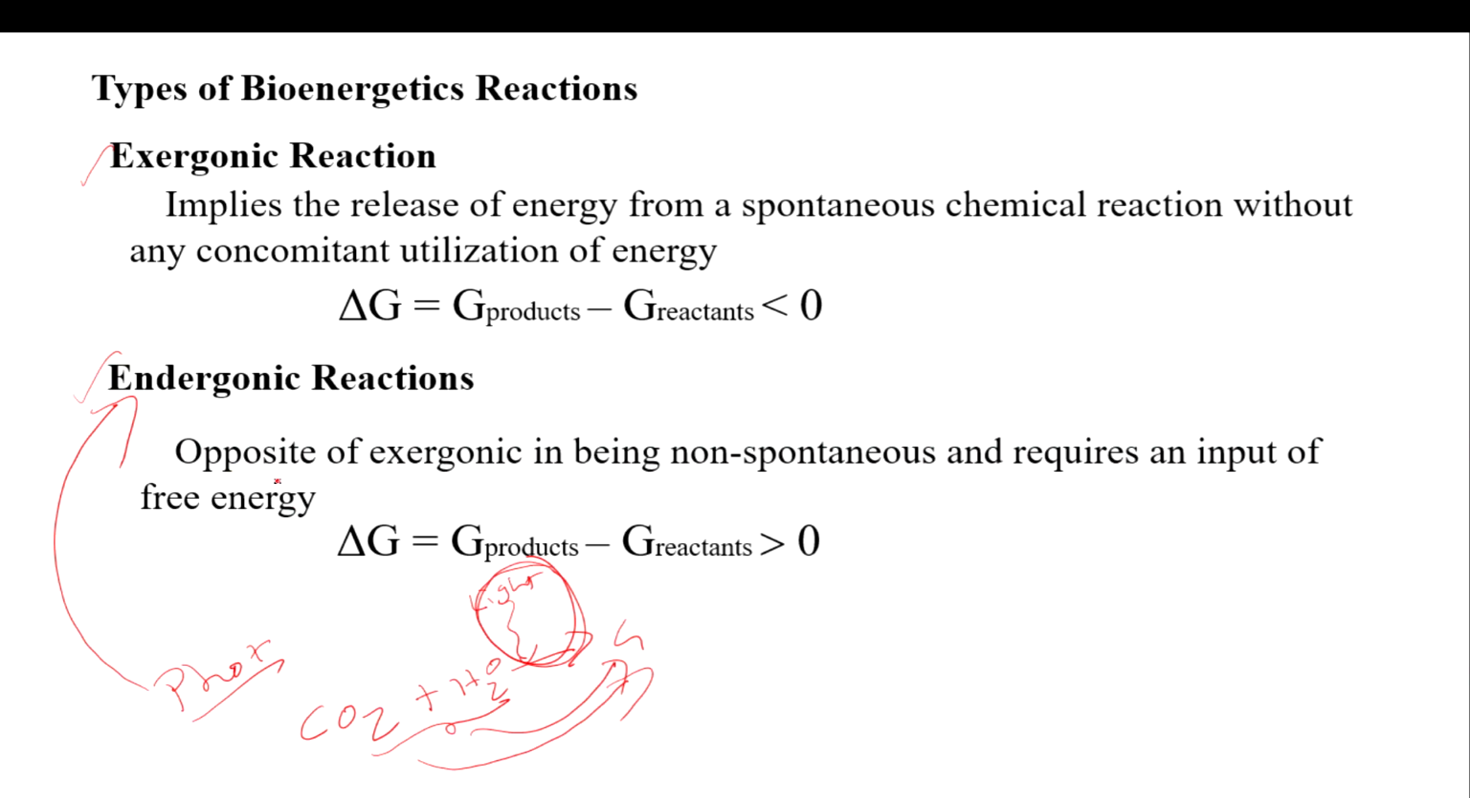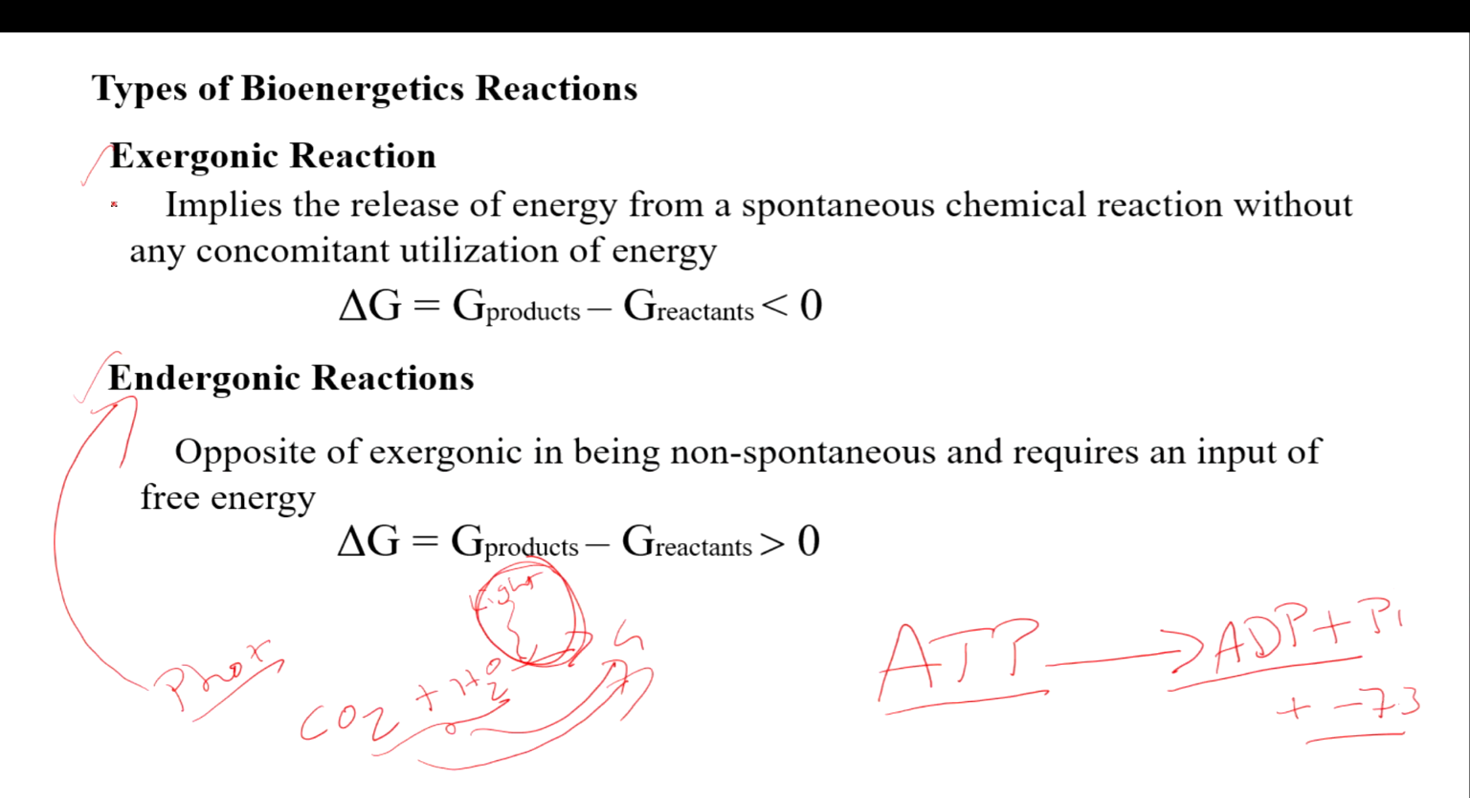And what is the example of an exergonic reaction? Everyone knows this reaction, right? ATP is the currency of the cell. ATP will be converted into ADP plus Pi. To convert ATP to ADP, there is no need of energy. This will itself produce some energy. So that is an exergonic reaction.